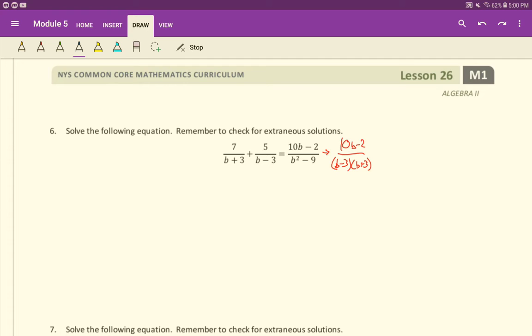Well, I'm going to need more space, so I'm going to write it over here. So 7 over b plus 3 plus 5 over b minus 3 equals 10b minus 2 over b minus 3 times b plus 3.